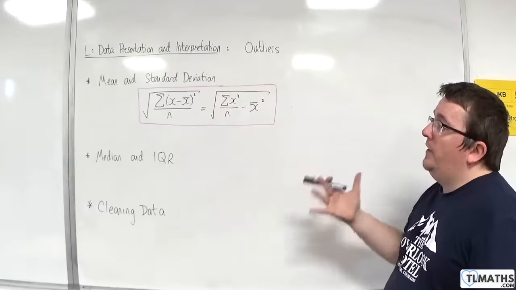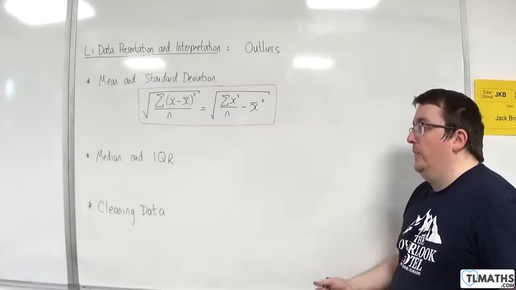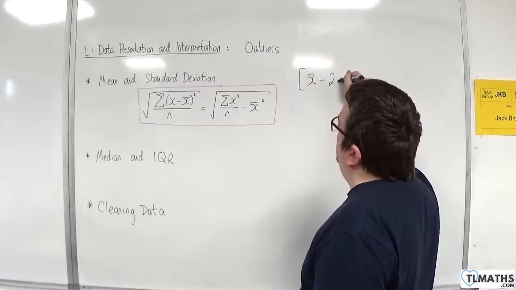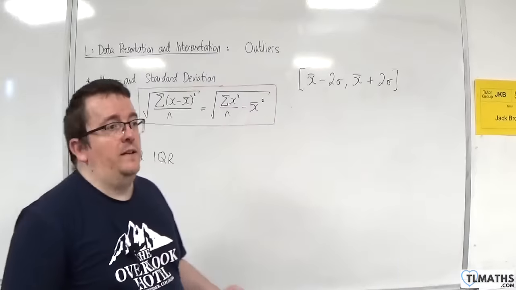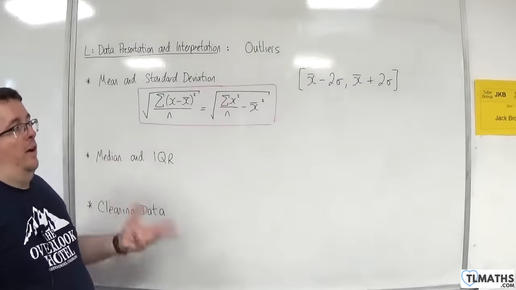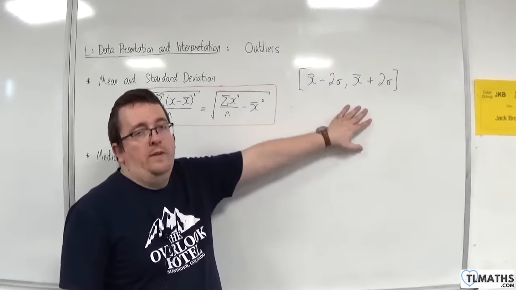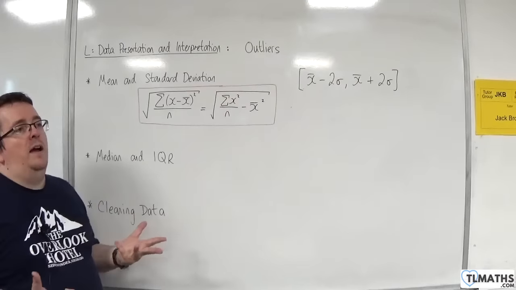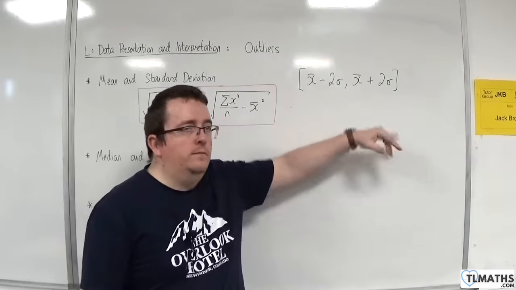Now, you need to be able to calculate the outliers, regardless of whether you're working with the mean and standard deviation or with the quartiles. If you've got the mean and standard deviation, then we consider outliers to be outside of x bar take away two standard deviations and x bar plus two standard deviations. So it needs to be further than two standard deviations away from the mean. Now, that's the general way of doing it. However, there are some people who might say it needs to be beyond three standard deviations from the mean. If there is a difference, it will tell you in the question. So just read the question carefully. So it might say, Jack says that outliers should be three standard deviations away from the mean, in which case I would need to change that to three.